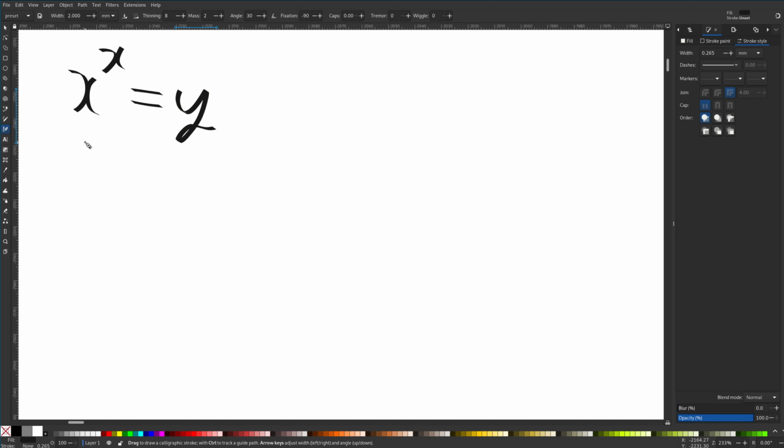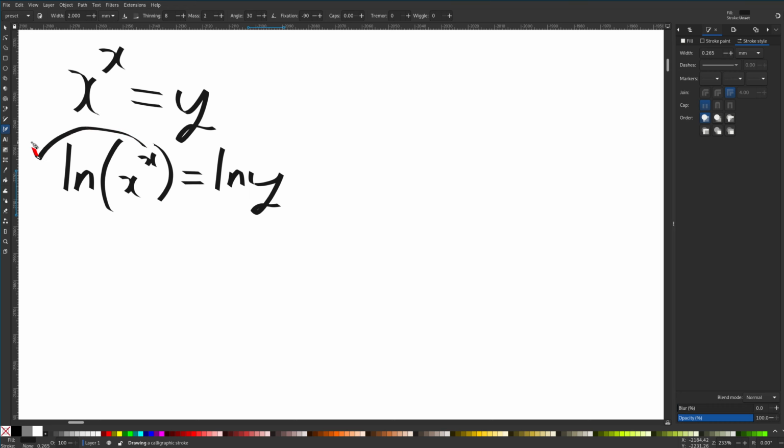Let's take the logarithm of both sides. The base you use actually doesn't matter, but typically using base e will be the easiest. So ln of x to the x is equal to ln y. On the left-hand side, since we have an exponent inside the logarithm, we can move that to the front. So we're going to have x times ln x is equal to ln y.